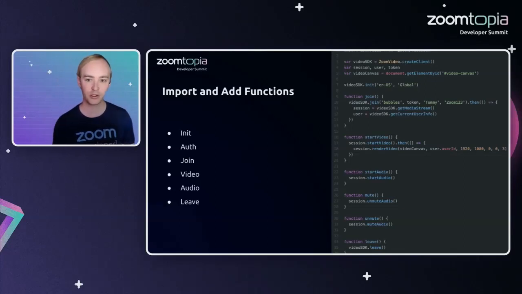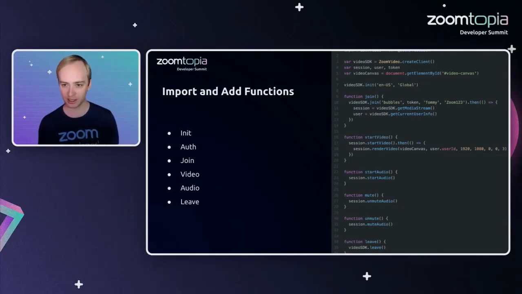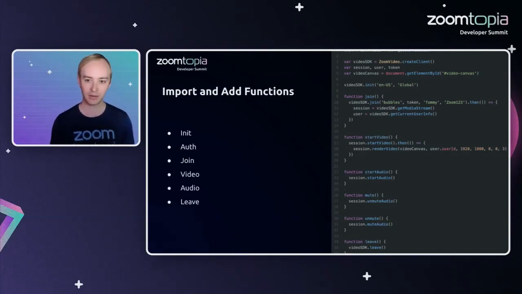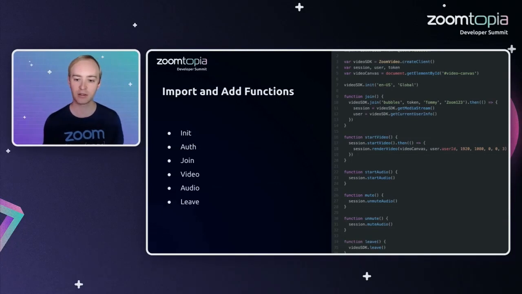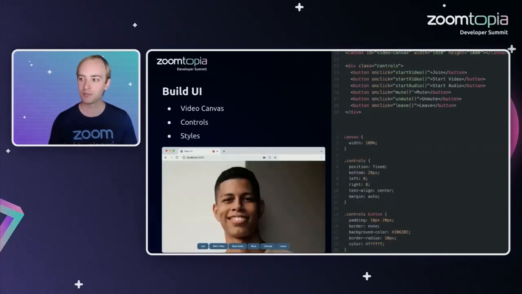Then we're ready to join the session. We pass in a session name, the token for authorization, the name of the user who's joining, and then a passcode. After that, we have access to the session APIs, like starting your video, starting the audio, muting, unmuting, and leaving the session. So let's build the rest of the UI here.